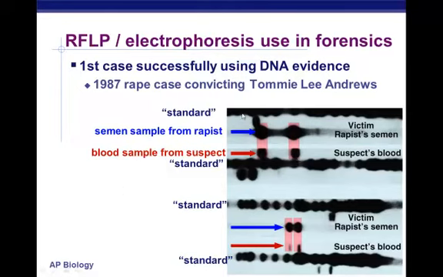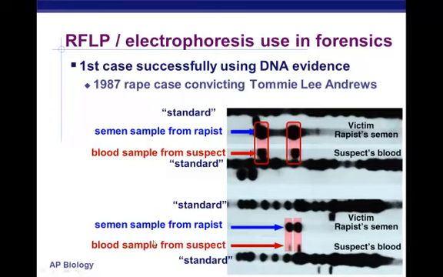We always run standards, and when we run our DNA, we're going to run what we call a ladder down the side that runs DNA of known sizes, so you can have a size comparison to compare against. This is another sample taken. You can see the sample from the crime scene and comparing against the suspect.